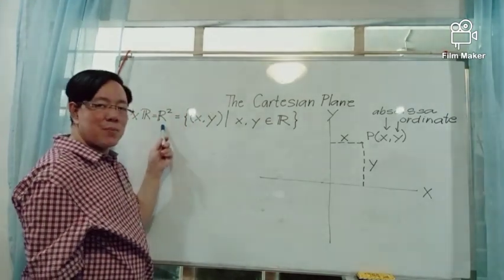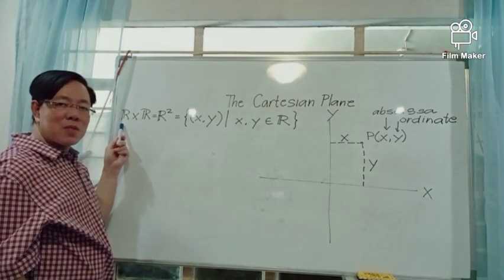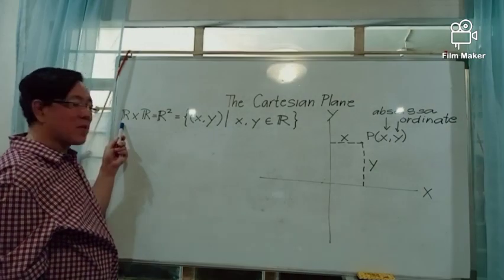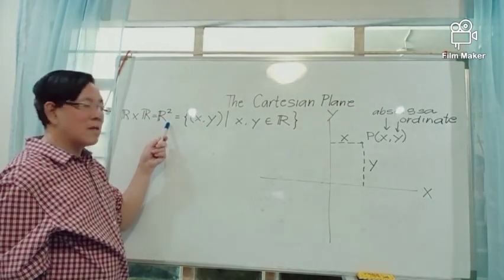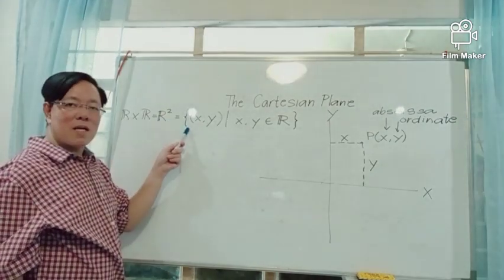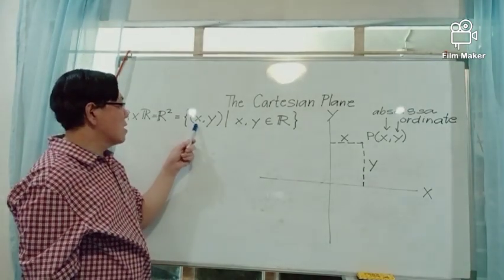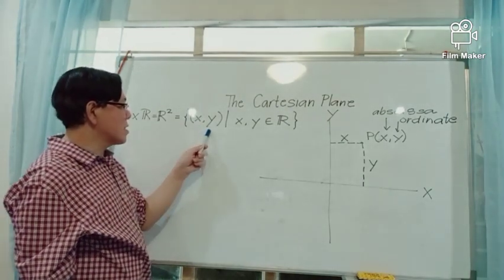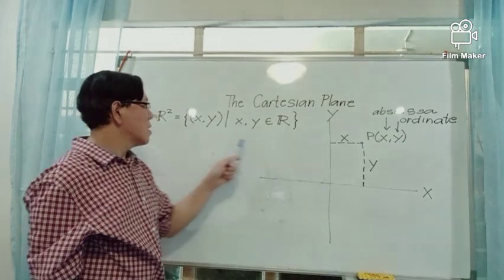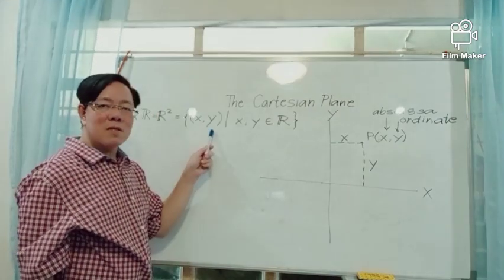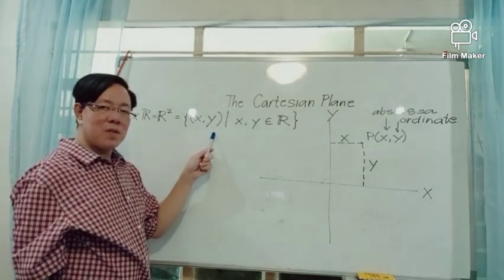Again, the Cartesian plane can be given as the cross product of the set of real numbers with itself, denoted by R squared. The Cartesian plane is a set of ordered points where the abscissa and the ordinate of the points are real numbers. This point is an ordered pair of real numbers.